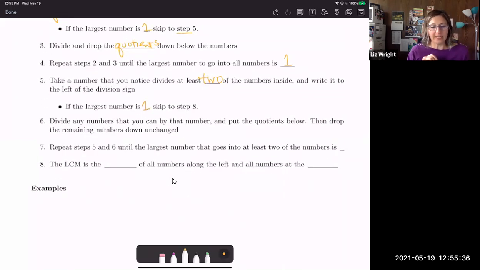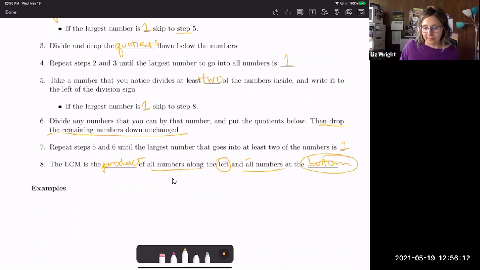And step 6, divide any numbers that you can by that number and put the quotients below. Then drop the remaining numbers down unchanged. This is the part that's a little bit different. Repeat steps 5 and 6 until the largest number that goes into at least 2 of the numbers is 1. The LCM, same as before, is the product of all numbers along the left and all numbers at the bottom.